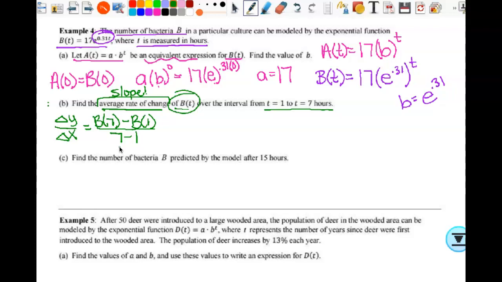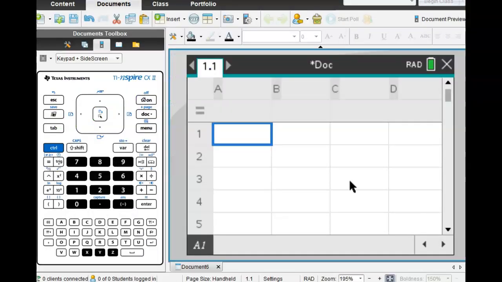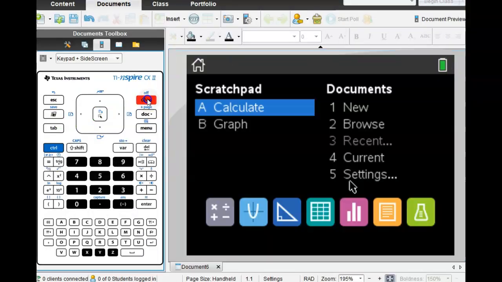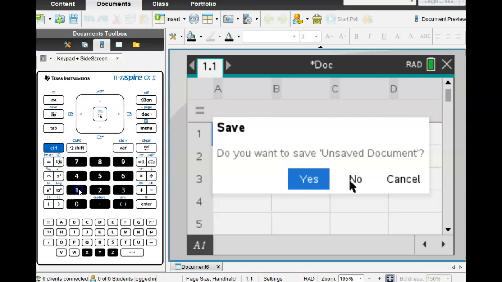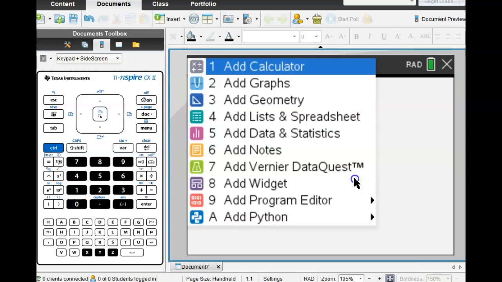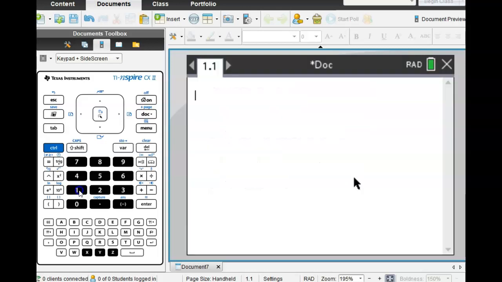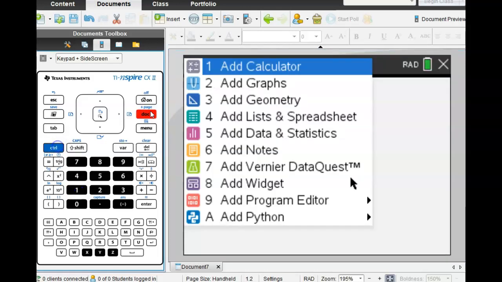Now, I don't want to have to type in this thing twice to get these two. So if I don't want to keep typing it in for the different ones, where do I put this equation so I can get an infinite amount of answers out? What part of the calculator? The graph, exactly. So let's hit the on button, and let's go to new. And no, I don't want to save it. And I'm not doing regression this time, so I hit 1 for add a calculator, and then I also add a graph.